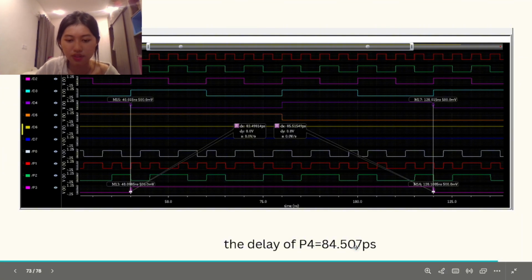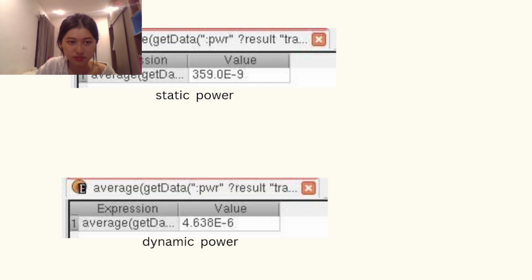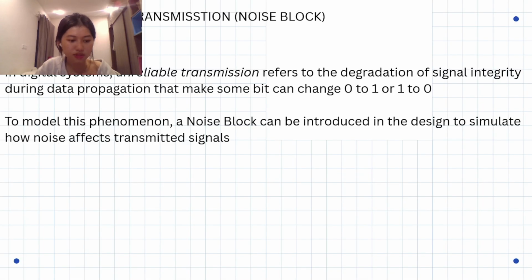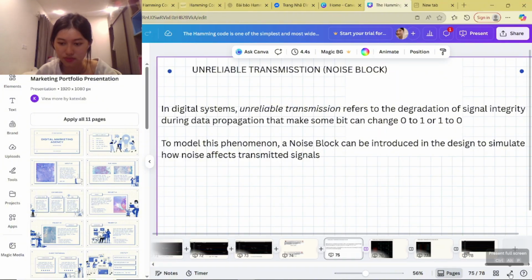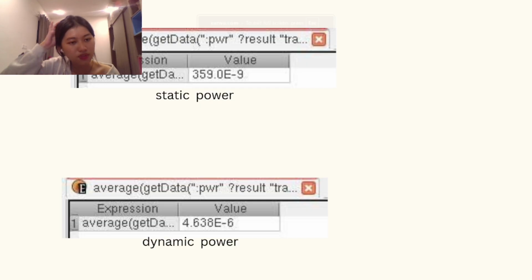It will be 84.5 picoseconds. And we also have the static power of this encoder, which will be equal to 355 nanowatts, and with the dynamic power it will be 4.6 microwatts.